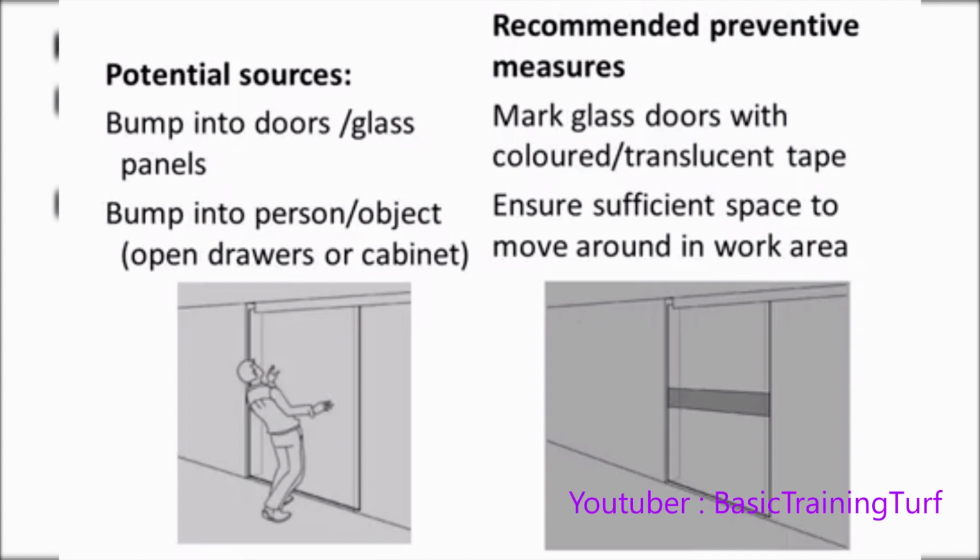Potential sources. Bump into doors or glass panels. Bump into person or object, open drawers or cabinet. Recommended preventive measures. Mark glass doors with colored or translucent tape. Ensure sufficient space to move around in work area.